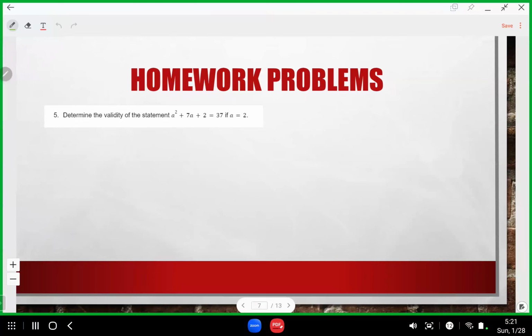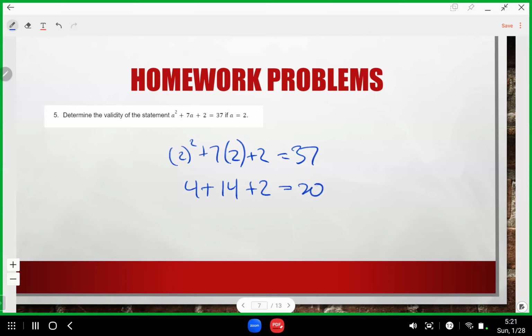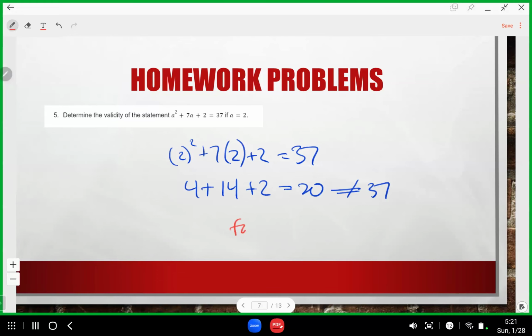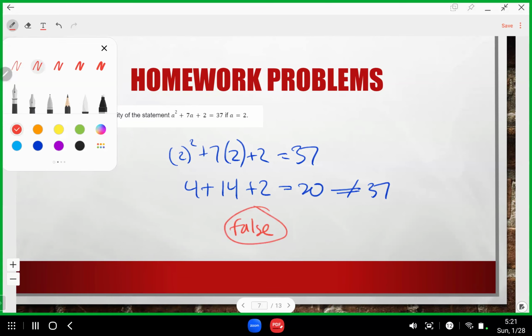If a is 2, then that just means that 2 to the power of 2 plus 7 times 2 plus 2 is equal to 37. So then that's 4 plus 14 plus 2 equals 37. And then if you add it up, it's 20, and 20 is not equal to 37. Okay, so the answer is false here. So whoever got false, very good job. Okay, the answer is false.